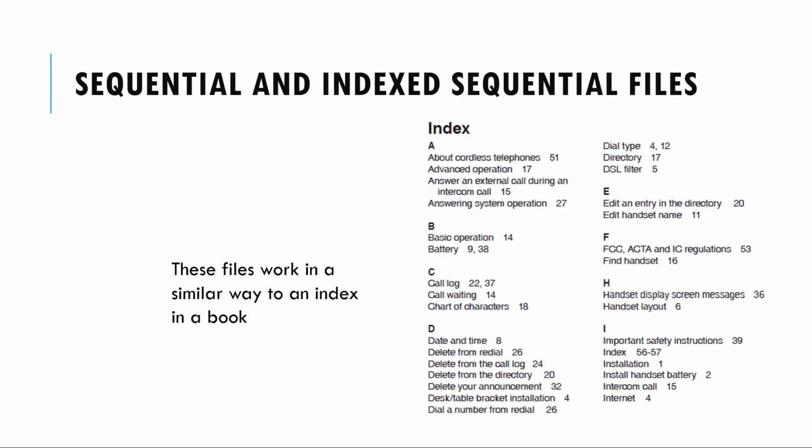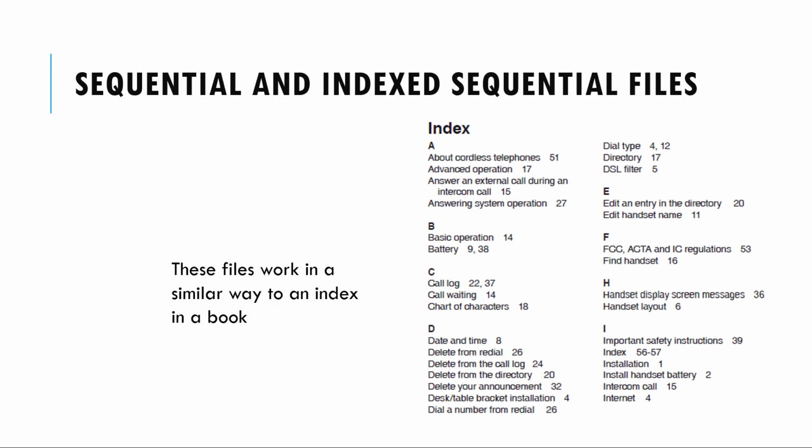Then we've got our second type of file. This is a sequential or an indexed sequential file. So sequential means sequence, in order. So things are stored in order. Here you've got the index of a book, and that is an indexed sequential file because all of the entries are in order, but they are also grouped. And here they're grouped by a letter, which speeds up searching, doesn't it?